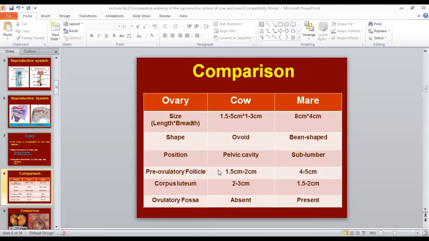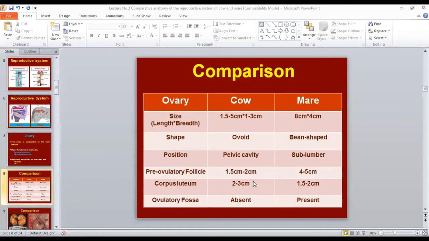And the size of the pre-ovulatory follicle is very important in both animals. The size of the pre-ovulatory follicle is larger in case of mare. Here you can see that it can be 4 to 5 centimeter in mare, but it is 1.5 to 2 centimeter in case of cow.